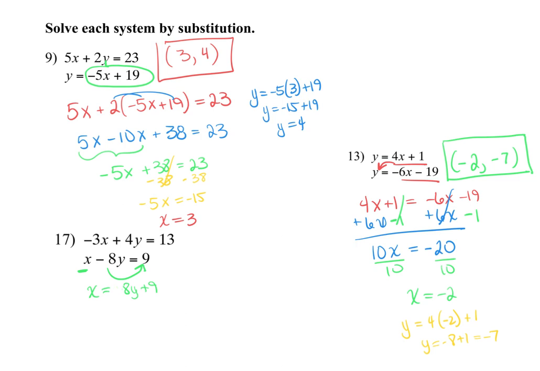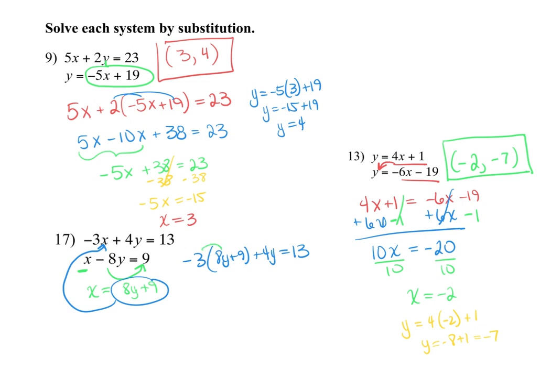And now that I have set it by itself, it looks just like number 9. I'm going to take whatever's there and I'm going to plug it into the other equation. And it'll be the same process. I'll just plug it in. Negative 3 times x plus 4y equals 13. And I will solve. Distribute. Solve for y. When you get y, plug it back in.